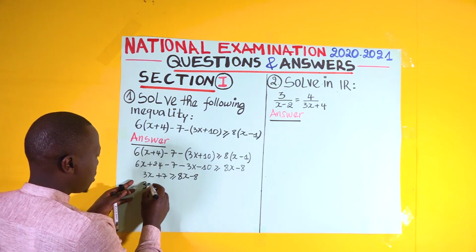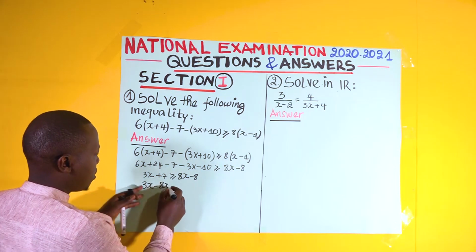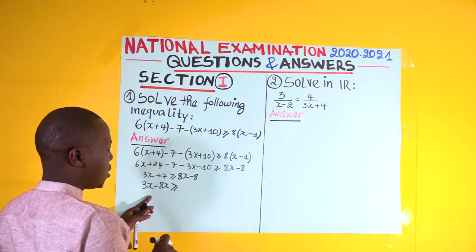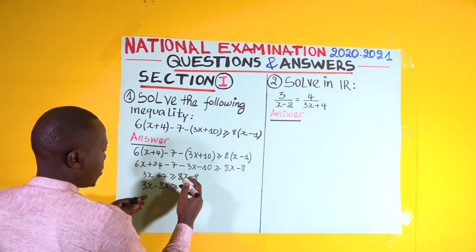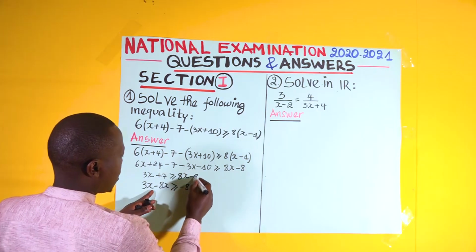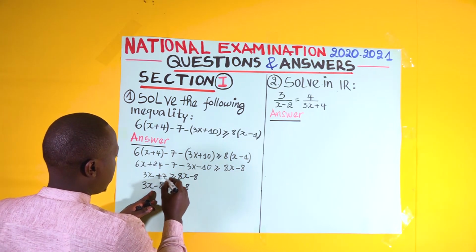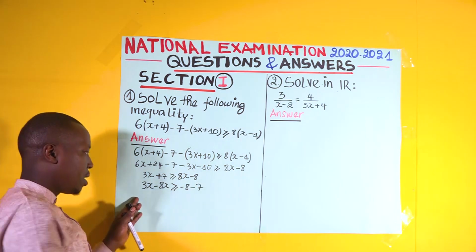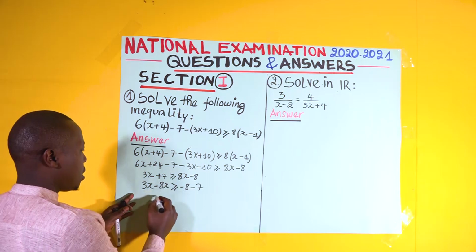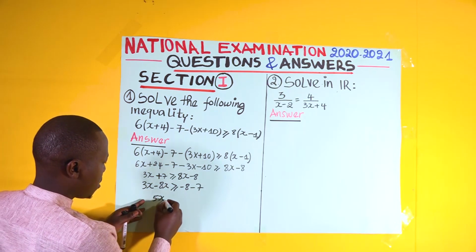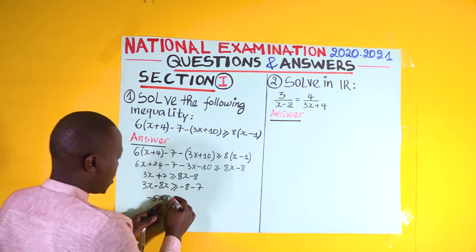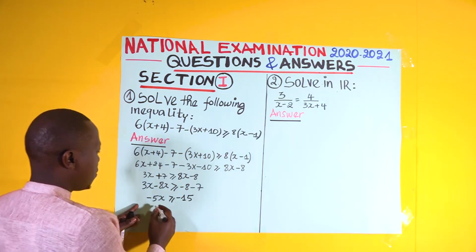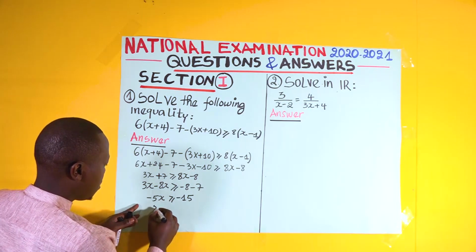It's going to be 9x minus 8x. Let us also take this 27 to the right hand side. So it's going to be negative 8, then positive 27 going to the right hand side becomes negative 27, right? And 9x minus 8x is going to be x, greater than or equal to how much? Negative 35.